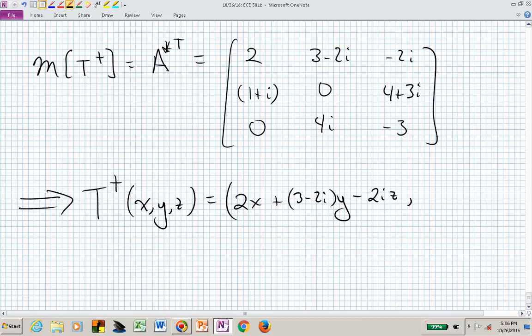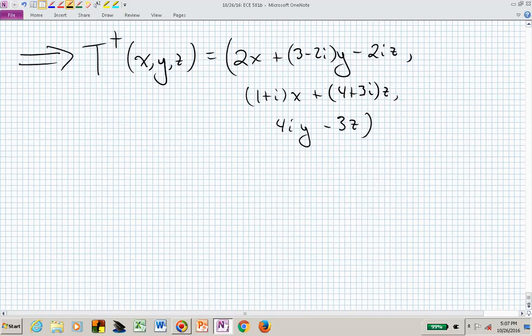Is it clear where that came from? And now I can write down all the others. Now my next coordinate is 1 plus i x plus 4 plus 3i z. And my third coordinate is now 4i y minus 3z. And maybe that wouldn't have been very easy to build if we would have gone through the inner products and trying to find relationships between the first, second, and third coordinate in that inner product expression.